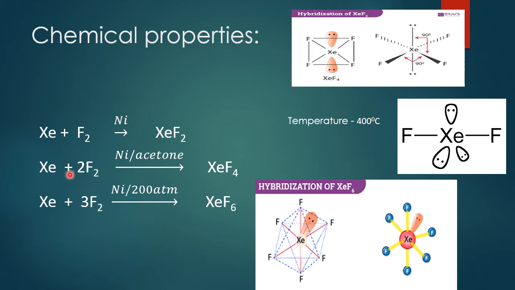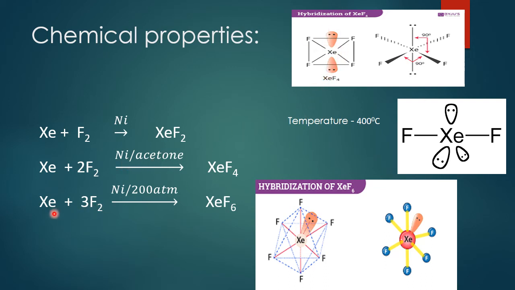Another one, when xenon is treated with 2 moles of fluorine in the presence of nickel and acetone, here the condition differs: earlier it was nickel at 400 degrees Celsius, but here nickel with acetone at the same temperature of 400 degrees Celsius, it gets converted into xenon tetrafluoride. So let's see about xenon tetrafluoride. It forms 4 bond pairs and 2 lone pairs of electrons present at the top and bottom, and the shape is said to be square planar. The shape of xenon tetrafluoride is square planar.